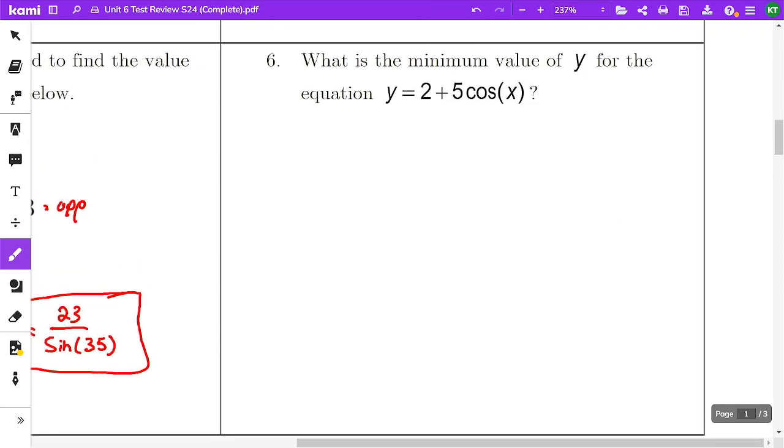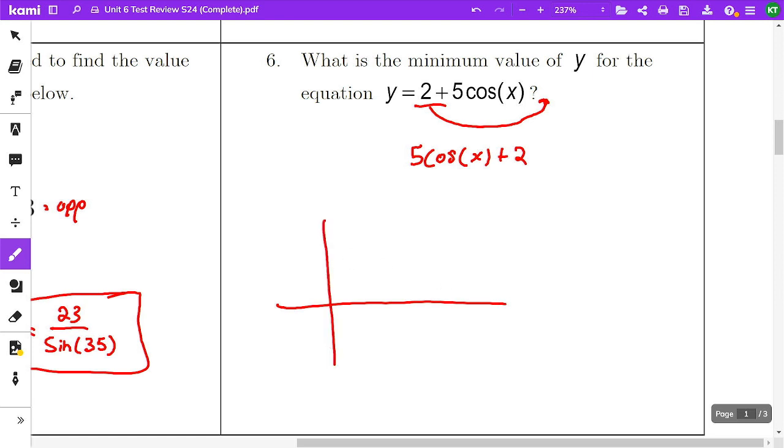Number 6, it's asking us now for the minimum value of y for our equation here. Just because we have this 2 plus in the front, we can just as easily move it to the back of our equation to be 5 cosine of x plus 2, which essentially is just saying that 2 right there represents our vertical shift. So if our vertical shift is a plus 2, that means we're going up 2, which means we have a midline at y equals 2. So if I was to make a sketch of a graph here, it would be at 2. So that would be my midline.